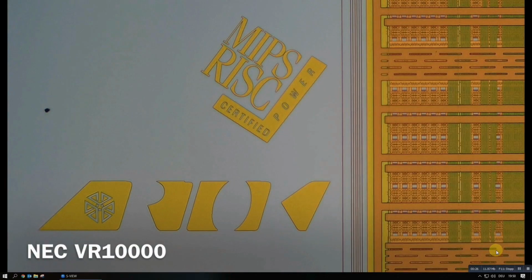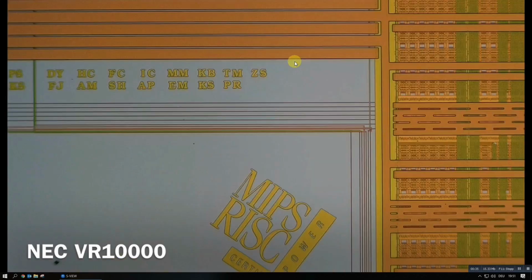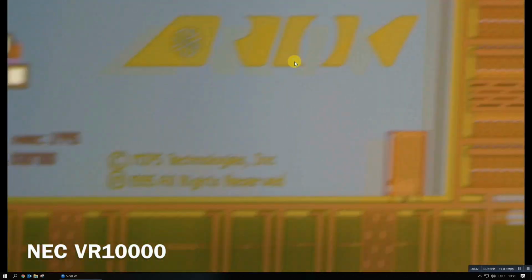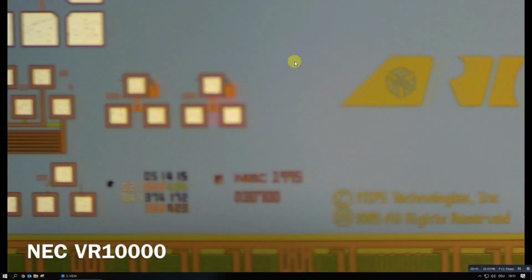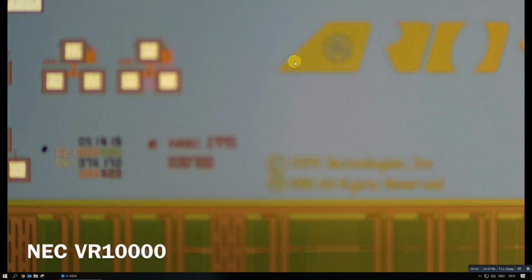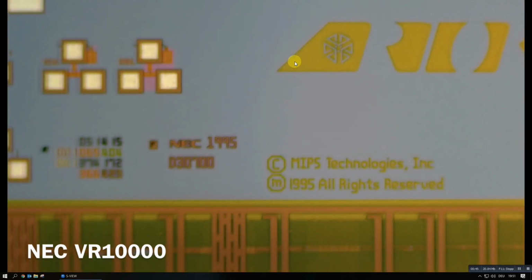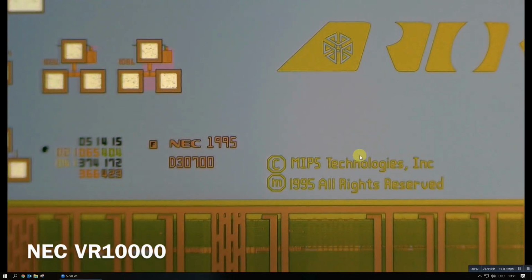And here we have already our first kind of art, the MIPS logo, MIPS RISC certified power. Very nice and very clear. Down here we can also see the copyright sign of MIPS. So let's put it in focus. Here we have copyright MIPS Technology and NEC 1995.